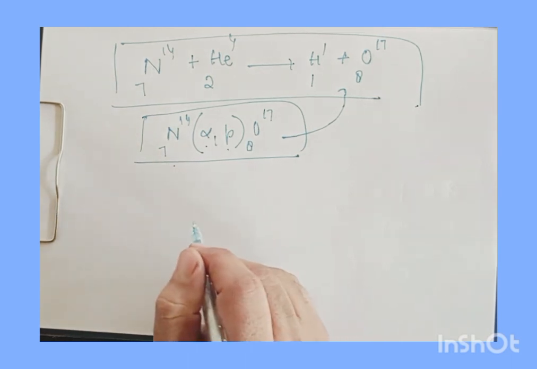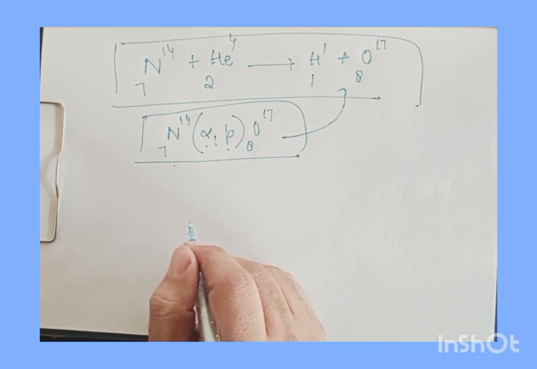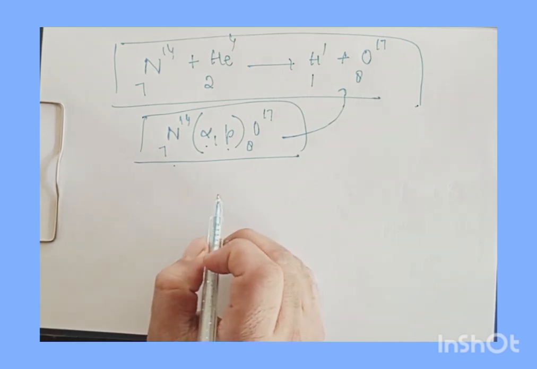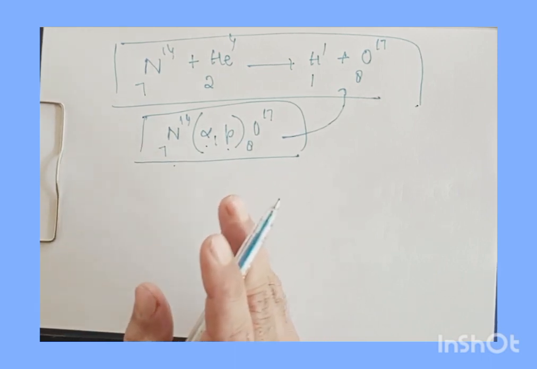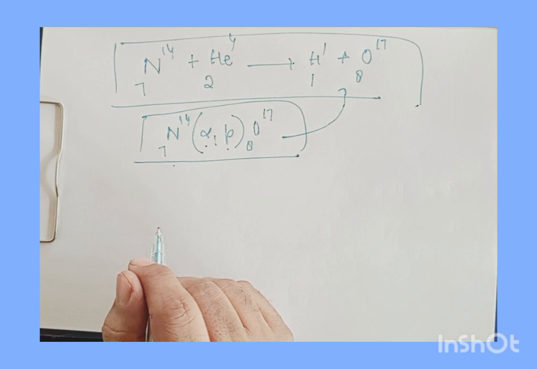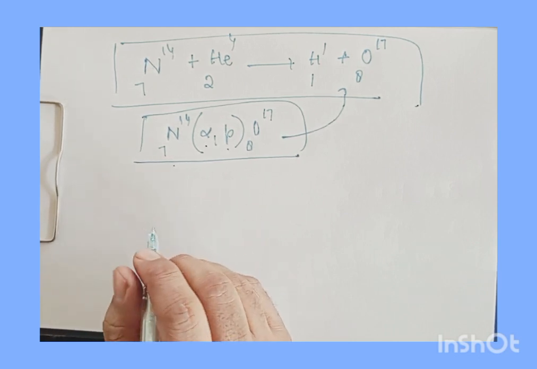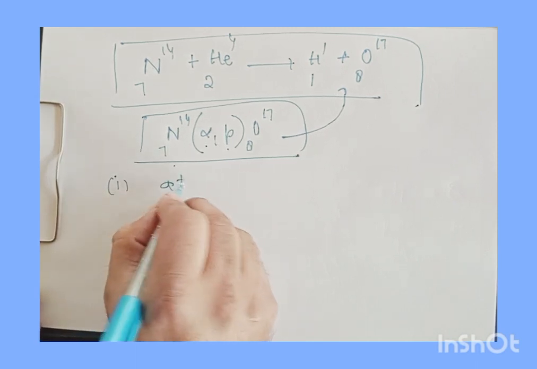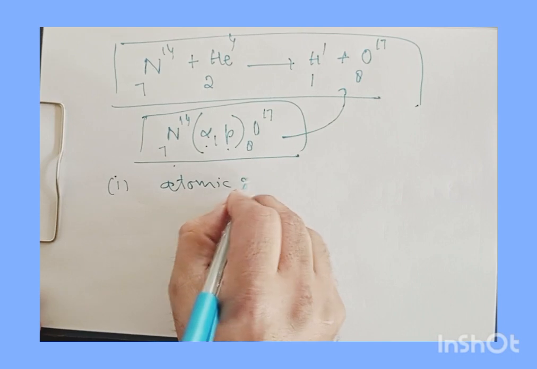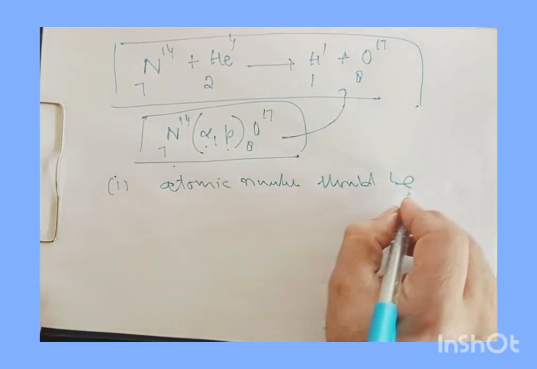Now what is important for a nuclear reaction is that it must follow certain conservation laws. So if we take this as a reference example and look for some basic conservation laws that should be conserved during a nuclear reaction. The very first important thing is that atomic number should be conserved. Atomic number should be conserved.